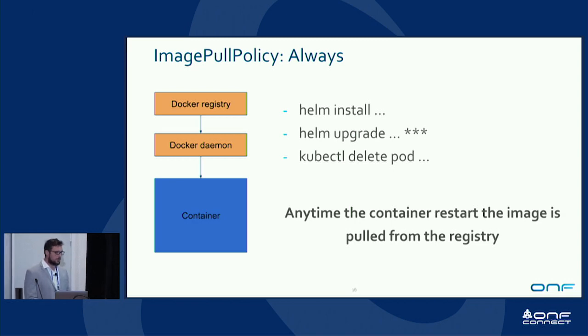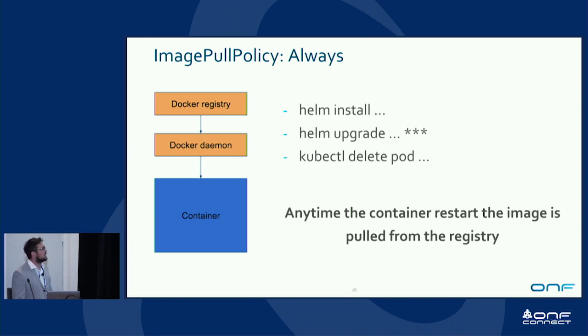Now, this doesn't mean that every single time, if our image is 1 GB, it will download 1 GB of data, because Docker has a pretty good caching system. So what it means is that Docker will be forced to contact the remote registry, check the difference between the image it has locally and the image it has on the registry, and download only the delta between the two.